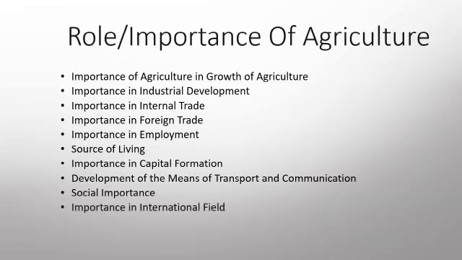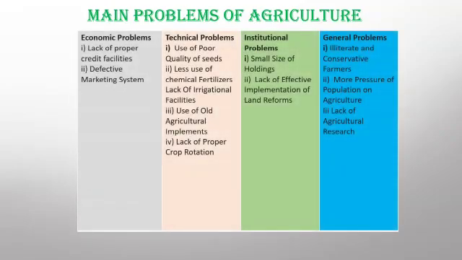Next point, importance in the international field. Agriculture is important to keep the place of India on the international map, as in tea. We all know that about 48% of the population is engaged in agriculture. Even then, India is unable to meet the food requirement of the remaining 52% of the population. The main reason is that Indian agriculture is backward.